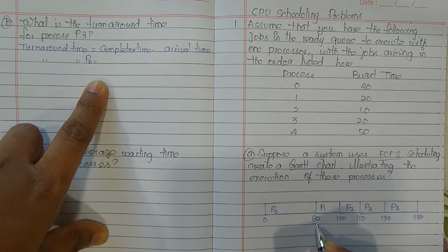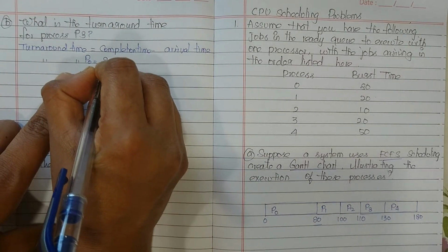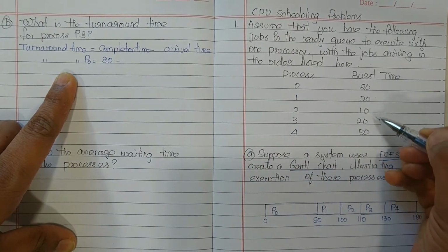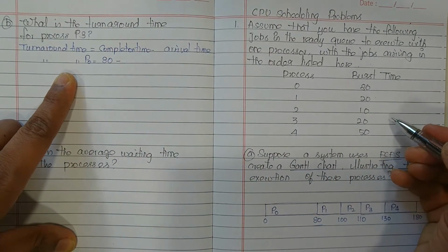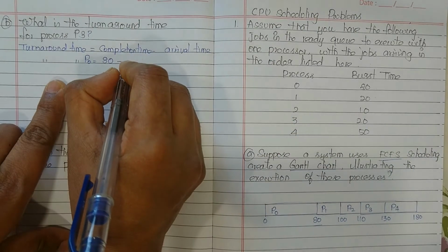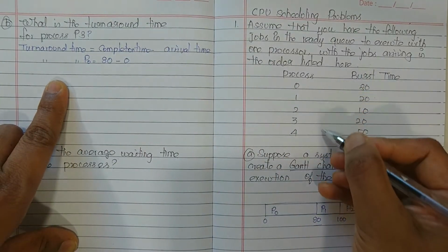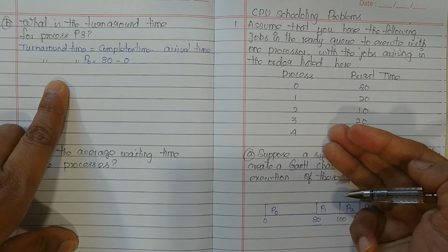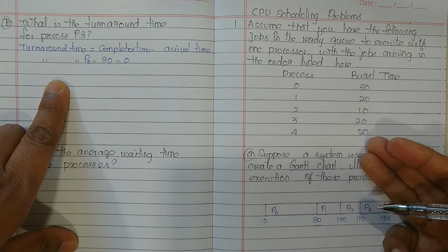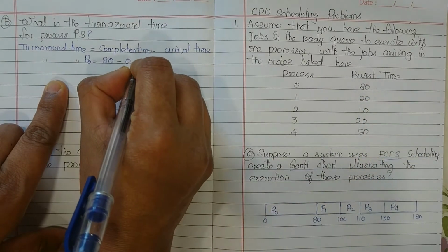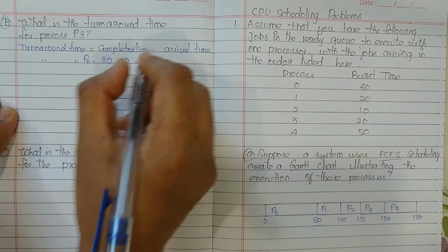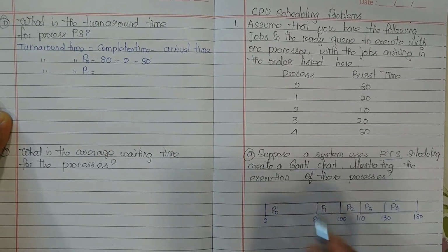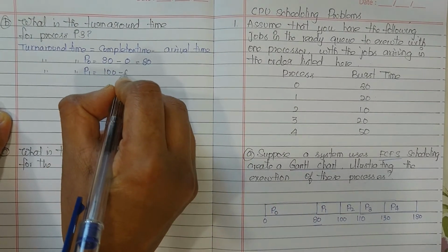Completion time: P0 completes at 80 milliseconds, so 80 is the completion time. For arrival time, assume that all the jobs arrive at time 0. So arrival time is 0 for all the jobs. I didn't give any specific arrival time in the question, so assume that the arrival time is the same, 0, for all the processes. So when you subtract, you get 80. Now turnaround time for P1. Completion time: P1 finishes at 100 milliseconds. Arrival time is 0.